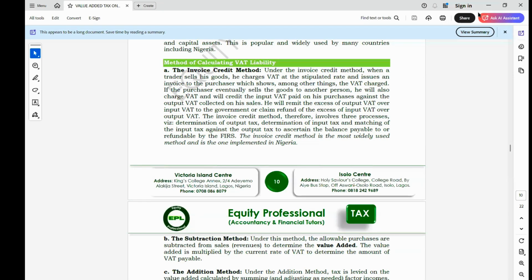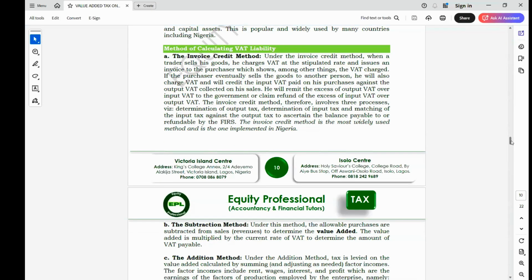So in our last class, we discussed what? Value-added tax, which we stated is presently at the rate of 7.5%, and is collected and administered only by the Federal Inland Revenue Service on behalf of the various arms of government: the federal government, the state government, and the local government. So we all know that. We're going to continue. Today we'll be starting with the method of computing.